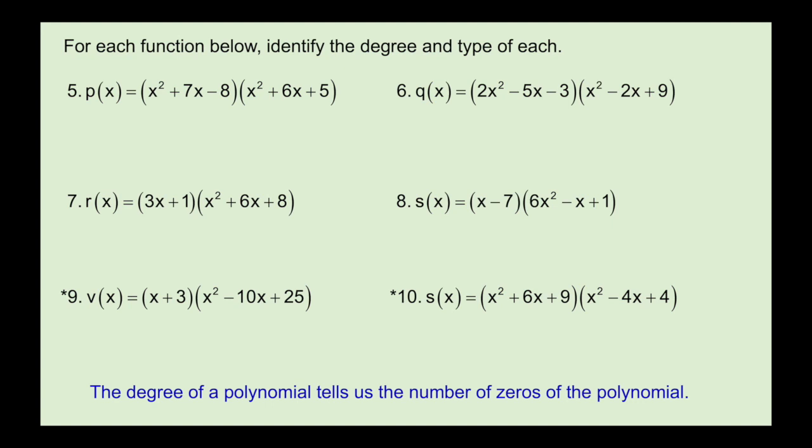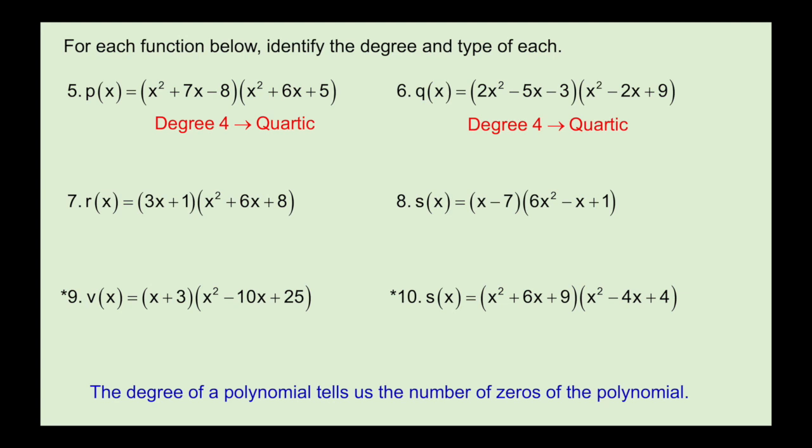And in example 5, we notice that we're multiplying an x squared with an x squared, which is going to give us x to the fourth. Therefore, it's a degree of 4, and it's quartic. For 6, we would be multiplying 2x squared with x squared. That's going to give us 2x to the fourth. So again, that's a degree of 4, making it quartic.